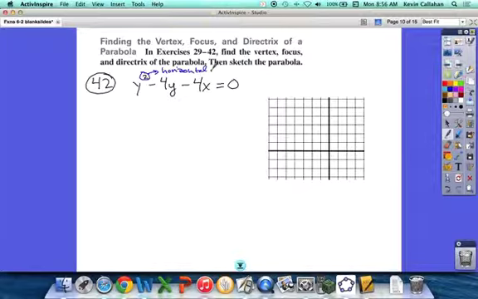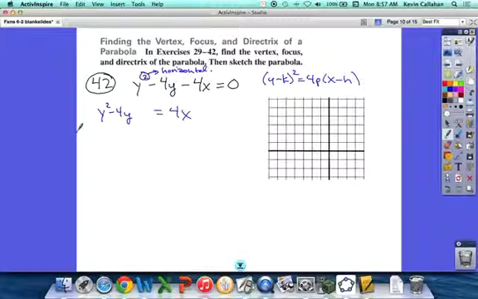But what I know is I need to put it in this form, which is y minus k squared equals 4p times x minus h. So all I want on the left side of the equation are the things that will contribute to that perfect square trinomial. So I'm going to write down y squared minus 4y on the left, and I'll move the 4x to the right. Then I'll complete the square on the left. What do I add to the left side to complete the square?